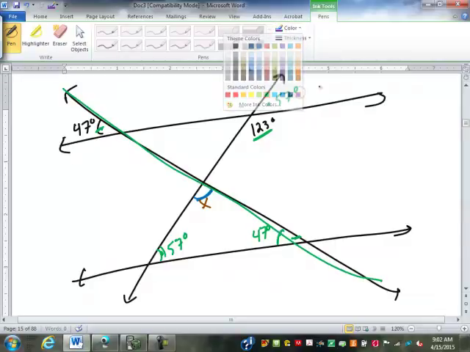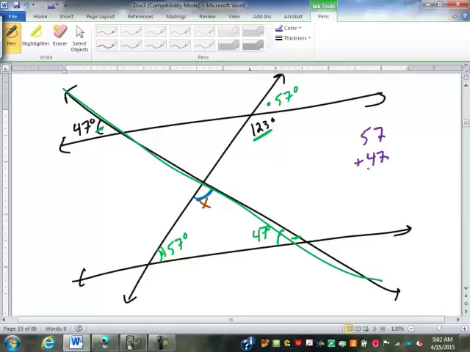Now what? You got it. 57 plus 47 is 114. Or not 114, 104. 180 minus 104 is 76 degrees. Good stuff?